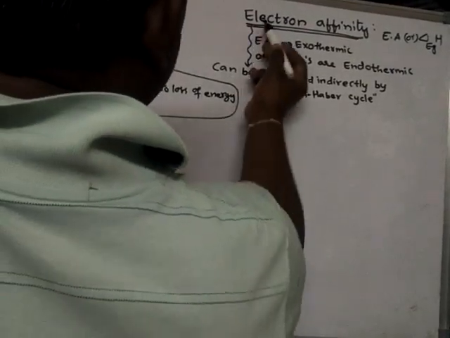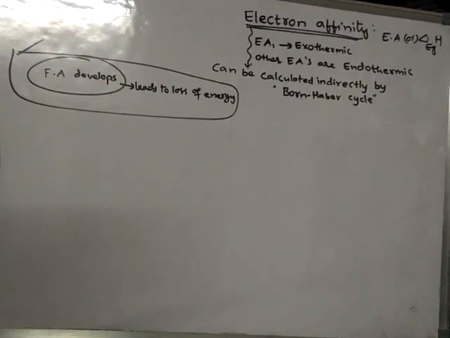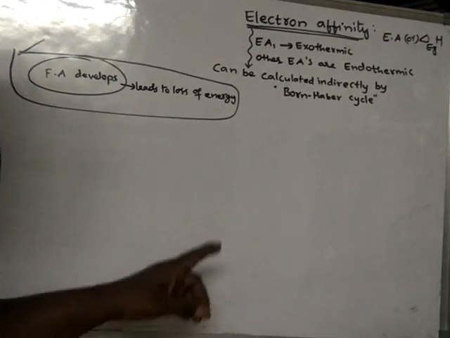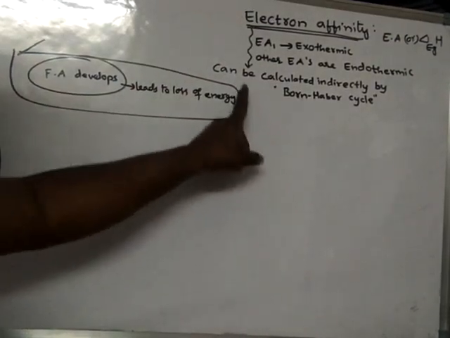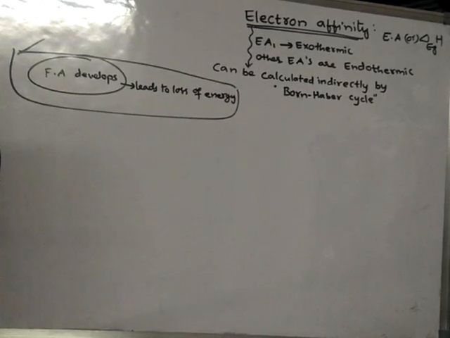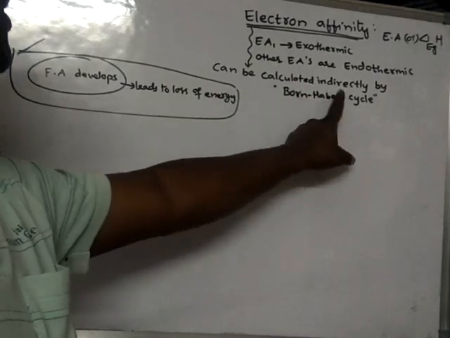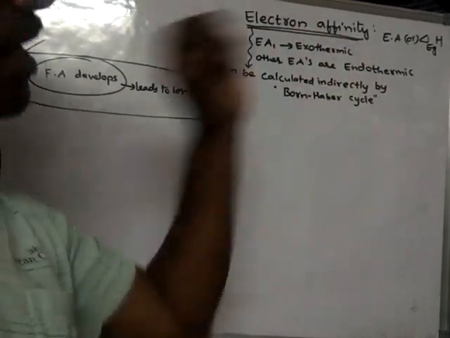And electron affinity units we have seen. The units of electron affinity are similar to the ionization energy units, and this electron affinity value can be calculated indirectly. Directly we cannot calculate the electron affinity. So we can calculate the electron affinity values indirectly by the Born-Haber cycle.